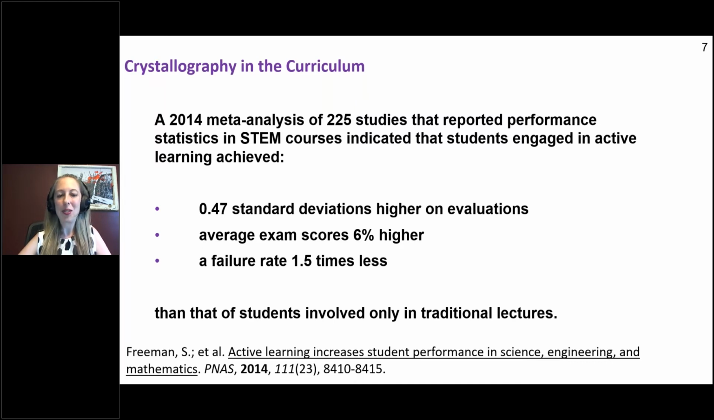They had average exam scores that were 6% higher, and I think that is what is particularly relevant to us moving into these remote teaching environments where student attrition is a serious concern. It did show that failure rate in these courses was 1.5 times less, and so it does give us a bit of hope about what are some methods that we could use to retain students in our courses this fall.